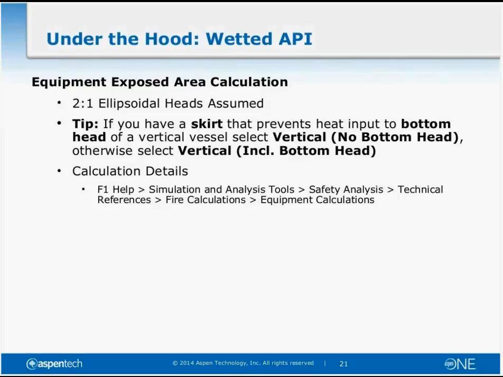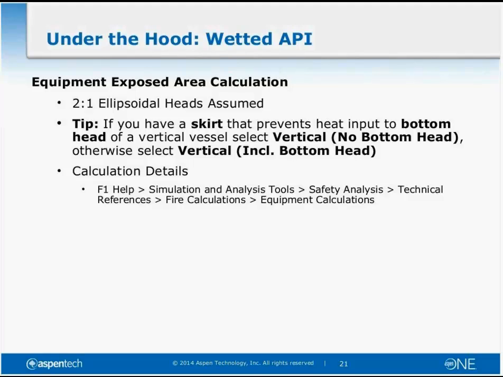The next thing that's the biggest calculation that impacts your results is the exposed area calculation. The assumption here is that there's a 2-to-1 ellipsoidal head. Now, if you have a hemispherical head, or any other different type of contortion, you really want to manually specify that number. Also, we do let you tell us if there's a skirt or not.